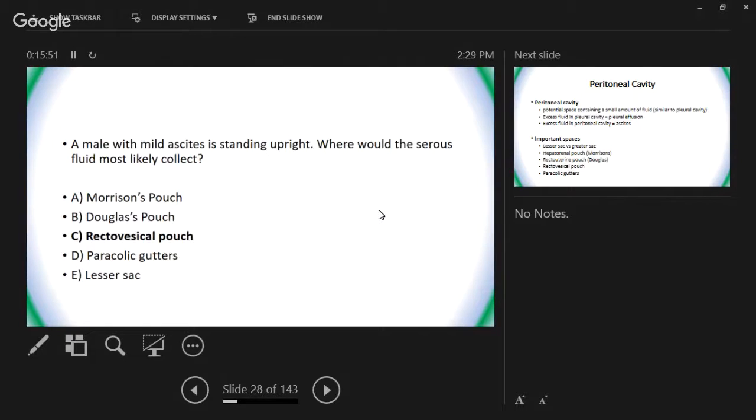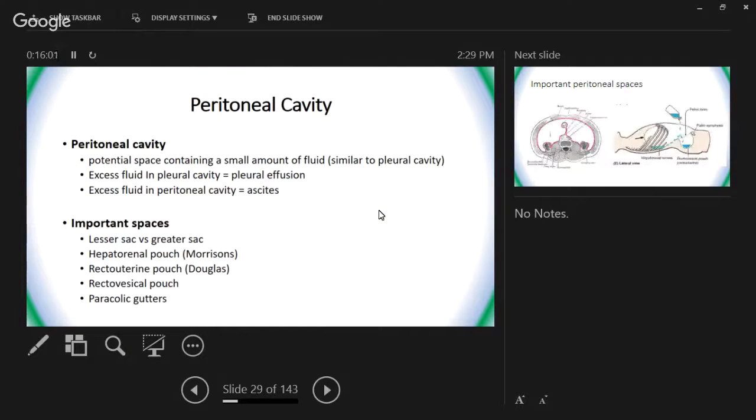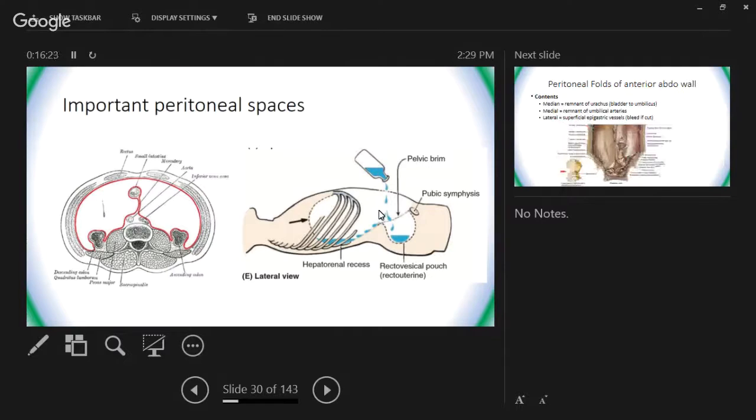If that was a female, fluid would collect in Douglas's pouch, which is the recto-uterine pouch. But because men don't have uteruses, it collects in the recto-vesical pouch. Next is the cavity. If you have too much fluid in it, it's called ascites, just like too much fluid in the pleural cavity is called a pleural effusion. Then some important spaces: the recto-vesical pouch, or the recto-uterine pouch in females, is where fluid collects if you're standing up, and the anterior pouch is where fluid collects if you're lying down.